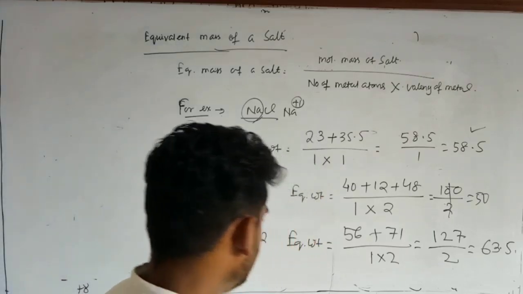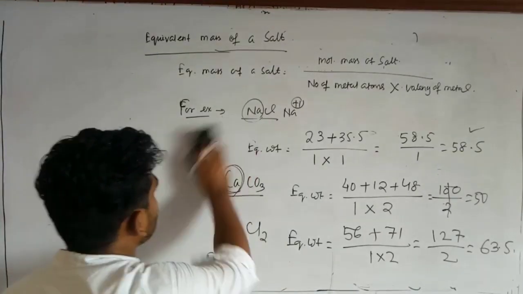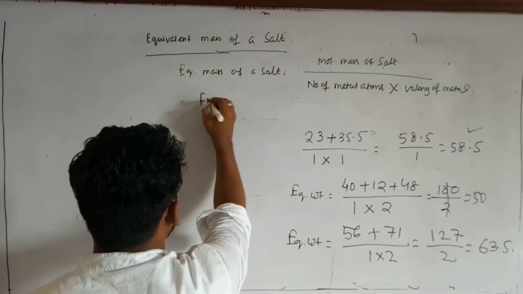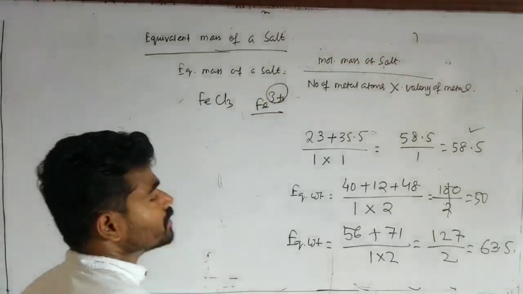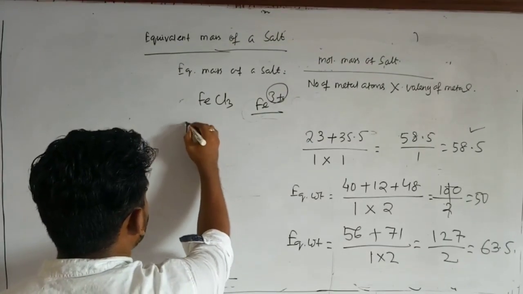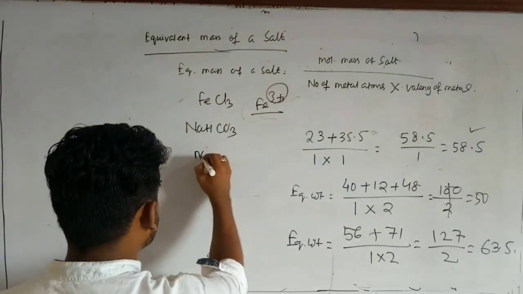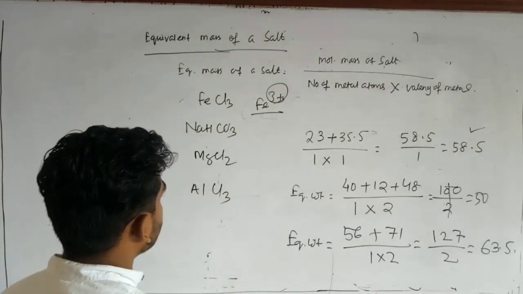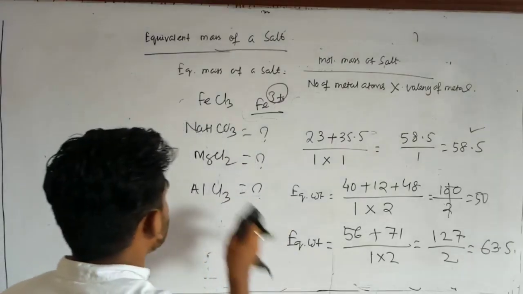Next, you calculate yourself a few salts I am providing you. Just calculate the equivalent mass of FeCl3, do it by yourself. Here the iron is Fe3 plus, ferric iron, valency is 3. Next, just calculate for NaHCO3, sodium bicarbonate, MgCl2, AlCl3. You just calculate, it's your responsibility.